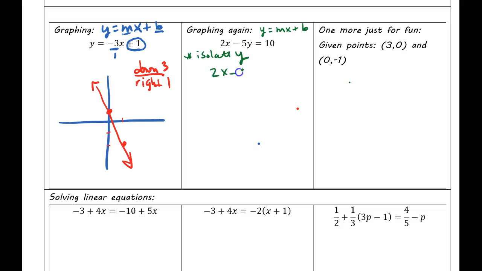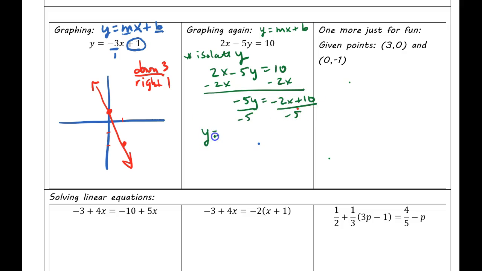So my first step, let me recopy it so I can work with it. My first step would be to subtract 2x from both sides. And you can't put these two numbers together because one of them has an x and one of them doesn't, so I just recopied it. Now you want the y to be by itself, just like it is up here in slope-intercept form. So we need to divide everybody by -5. Okay, and when we do that, we get y equals, okay, a -2 over a -5 is 2/5 x, and then a 10 over a -5 is a -2. So that would be how you need to rewrite it, and then you can graph it, okay?